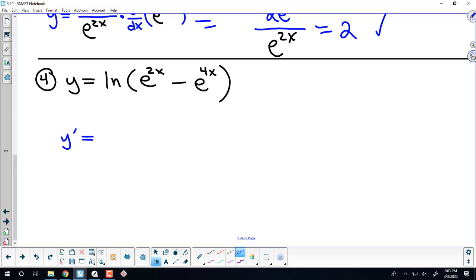So this time we take the derivative. The outer function is the natural log. The inner function is the e to the 2x minus e to the 4x. So the derivative, 1 over the argument, and then we multiply that by the derivative of the argument.